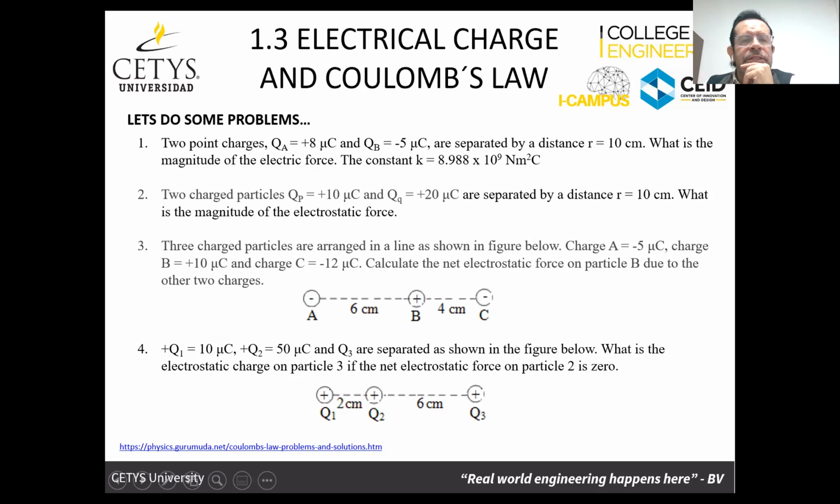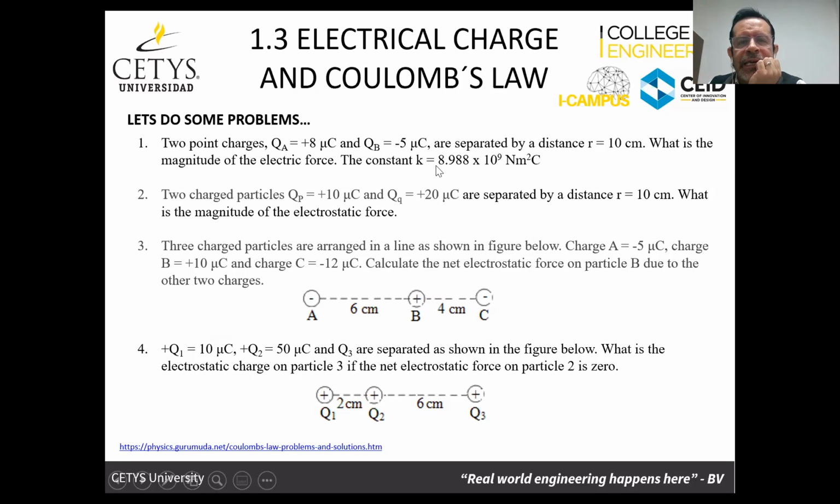Okay, let's start with problem number 1. It says two point charges, QA and QB. QA is 8 microcoulomb and QB is -5 microcoulomb, and they are separated by a distance of 10 centimeters. What is the magnitude of the electrical force? I'm going to add something. I need you to understand magnitude and also direction, where it's going.